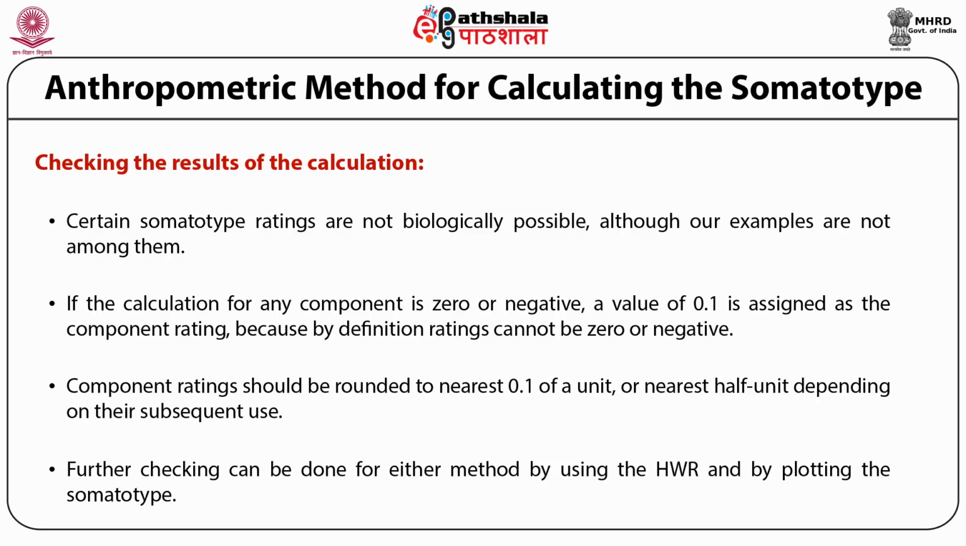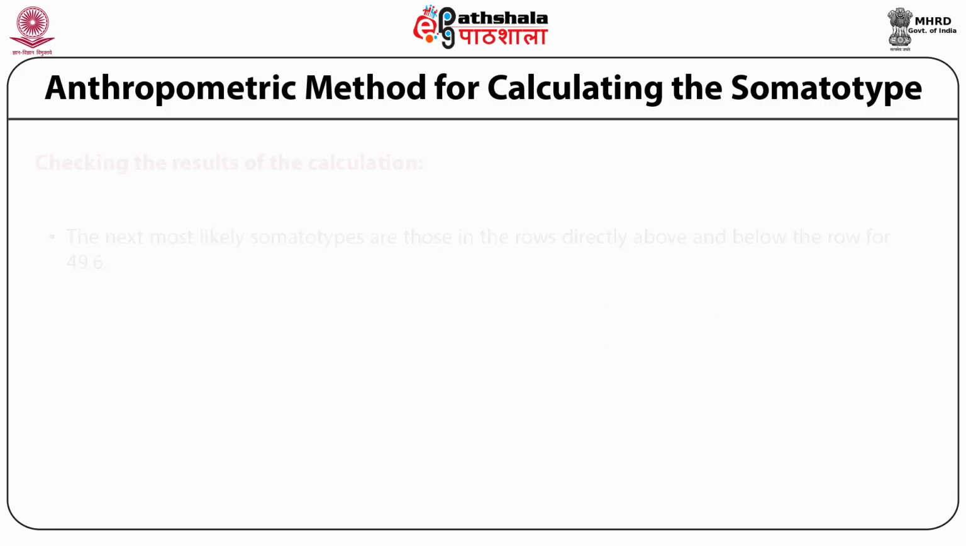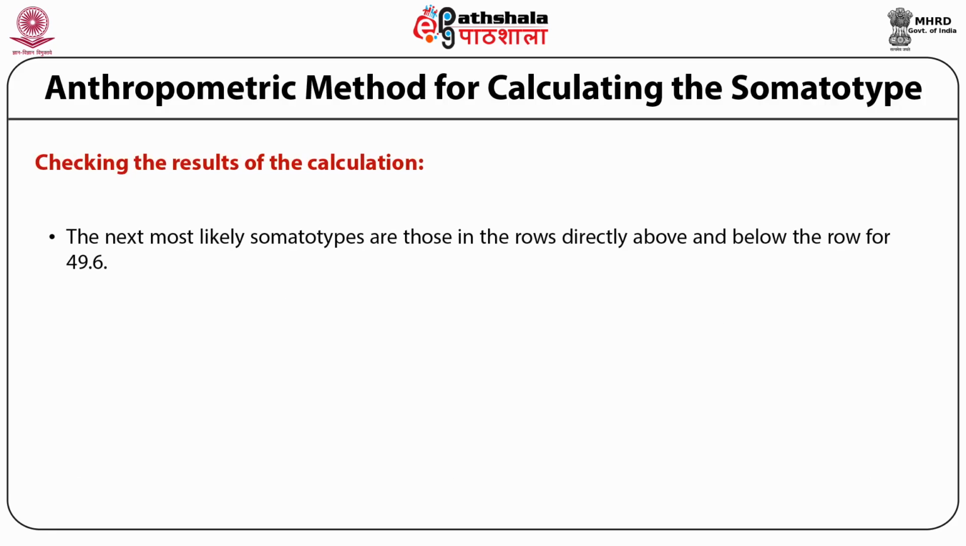For example, given a HWR of approximately 49.6, the most likely somatotypes are 118, 129 or 219. The next most likely somatotypes are those in the rows directly above or below the row 49.6. If none of these somatotypes match or are close, interpolating for half unit ratings, there may be errors in the data or calculation. However, other factors such as heavy meals or dehydration can affect the body weight sufficiently to alter normal HWR. For subject 573, HWR is 43.4.